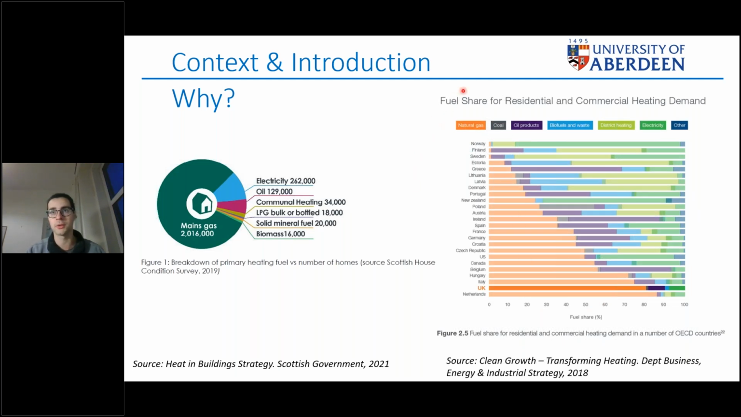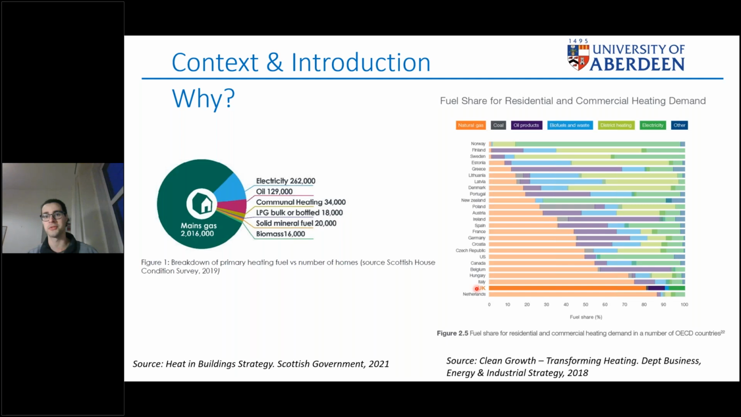I also like to include this figure at this point in the talk. It's looking at the fuel share for residential and commercial heating demand in a range of European nations. What I like to look at is you've got the UK and the Netherlands down here, and you've got Norway up at the top around here, and Denmark also around here. These nations share a North Sea oil and gas legacy. They've all had access to that resource. And it demonstrates the different approaches that these nations have had to using that resource.